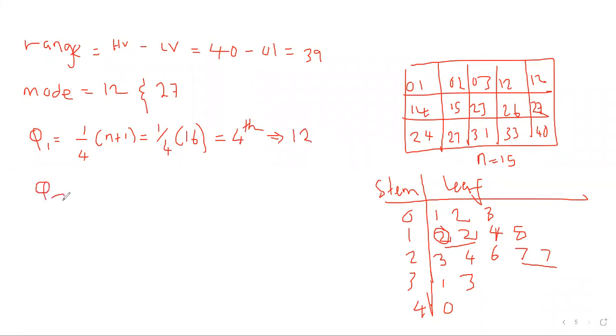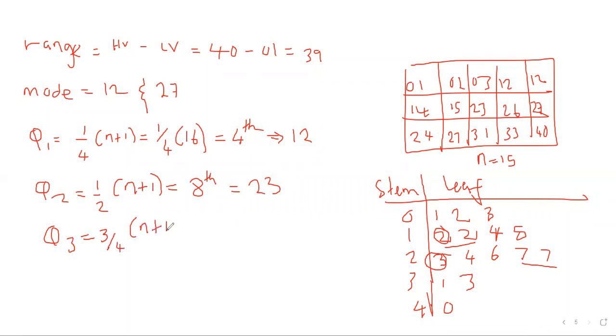We go to our second quartile. Our second quartile is half of n plus 1. And our n is 15 plus 1, 16. Half of 16 is the 8th number. So let's count the 8th number. 1, 2, 3, 4, 5, 6, 7, 8. What number is this? 23.